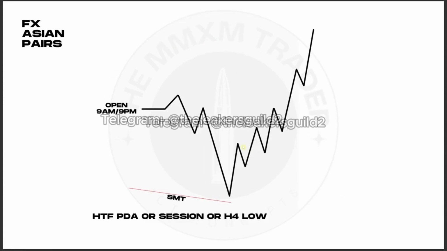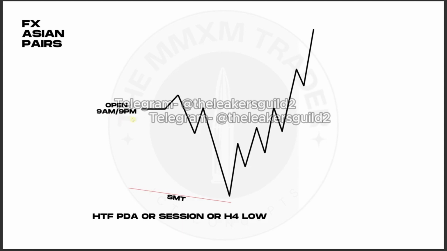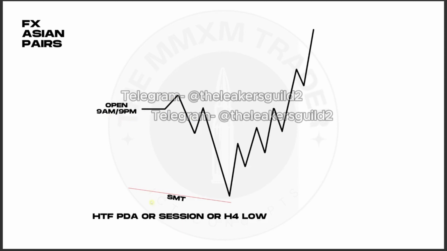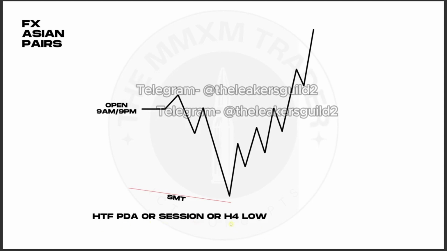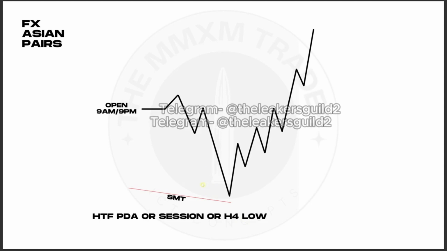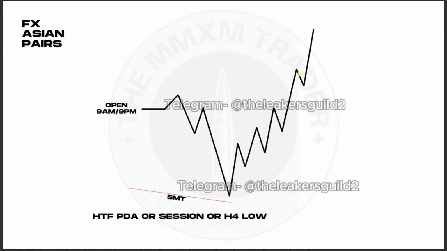The same thing for a bullish example, right? We want to focus on the 9 a.m. and the 9 p.m. candle, right? Trading down lower in a higher time frame PDRA or a previous session low or a 4-hour candle low, right? And then that SMT is key for the distribution phase up higher.